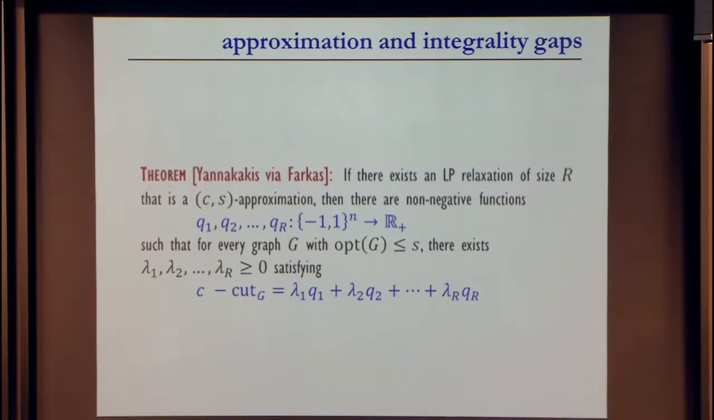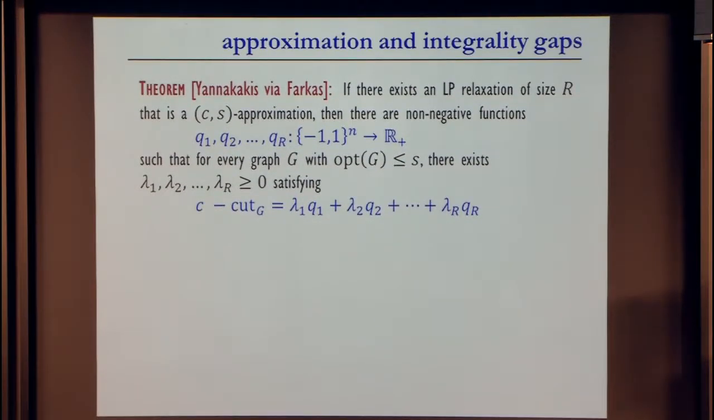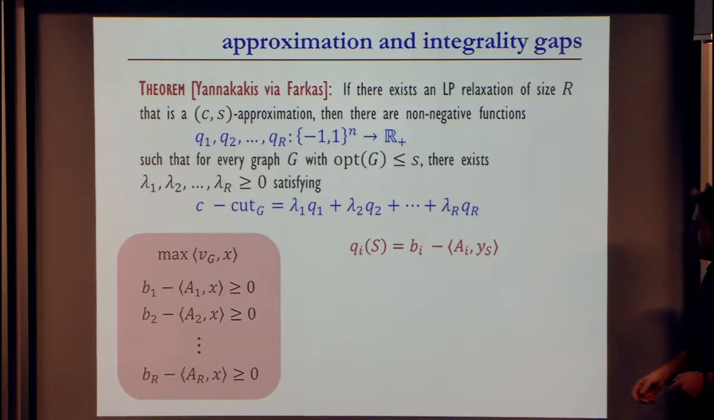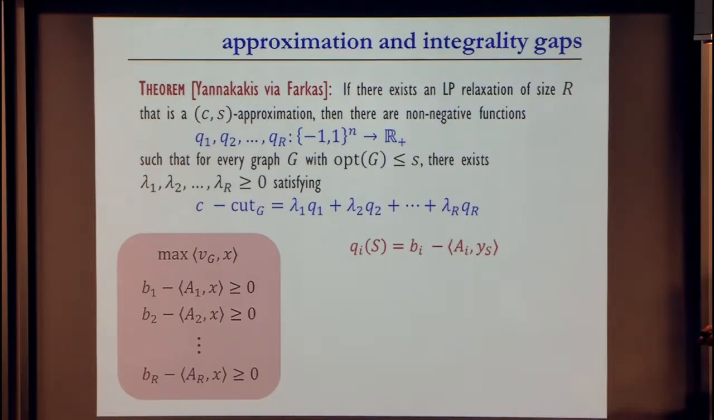All right? And actually here's the proof of this. Take your linear program, so you maximize your objective function over some polytope with R constraints. And then what are the QIs? The QIs are just going to be the slack functions. So I have a bunch of constraints. Now for the ith constraint, I define this function QI.